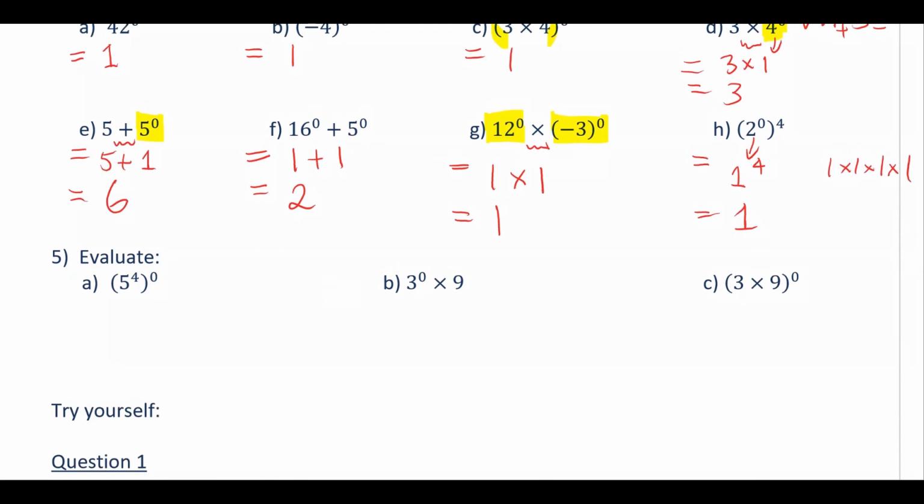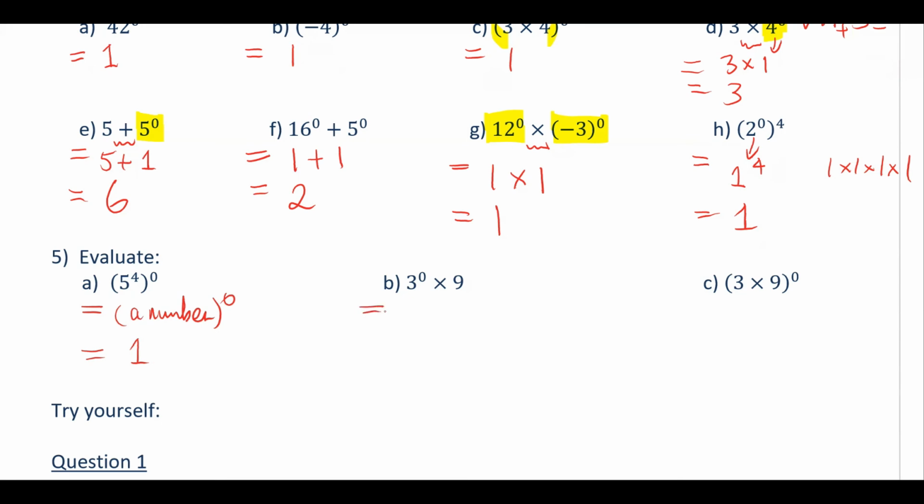Okay, question 5. Same thing. We have 5 to the power of 4. Now, the trick here is not having to calculate it because you're going to take everything to the power of 0. So a number to the power of 0 is just going to give you 1. You don't even have to worry about what the base results to because you're going to apply the 0 index to it at the very end.